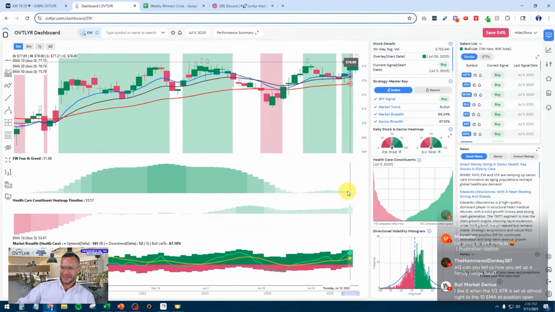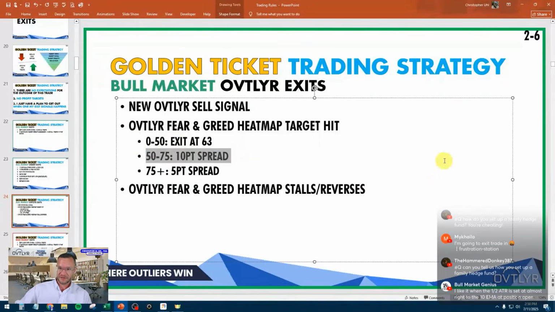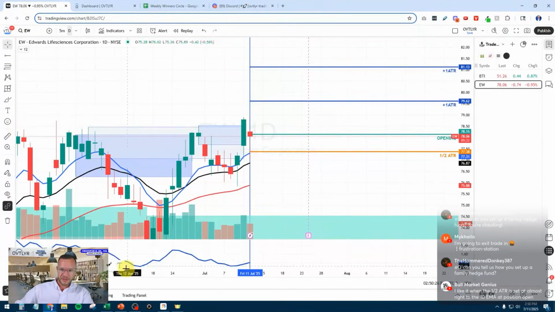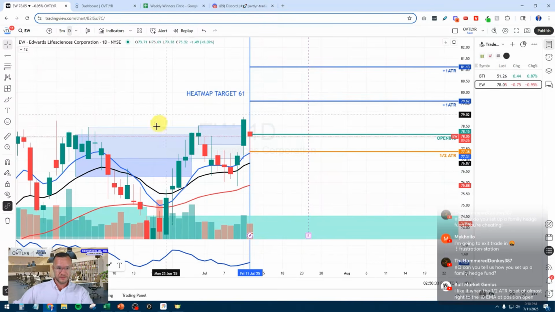Ew. So the heat map value today is 5168. So for me, my exit would be 10 points higher. 5168 gives me a 10 point spread on that heat map. So we'll say heat map target of 61.